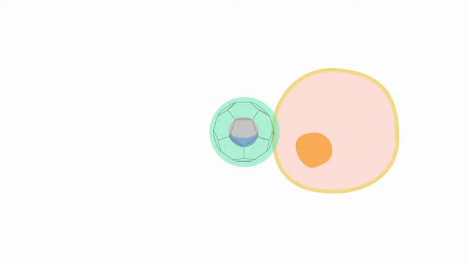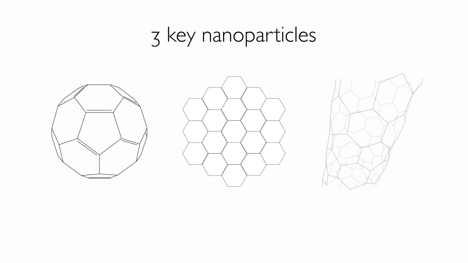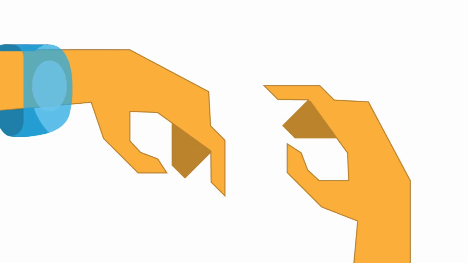In summary, there are three key nanoparticles, the Buckminster fullerenes, graphene, and nanotubes. These nanoparticles have a wide range of potential uses for the future.